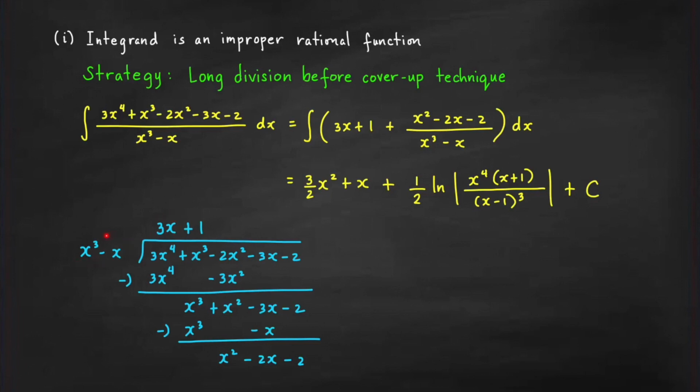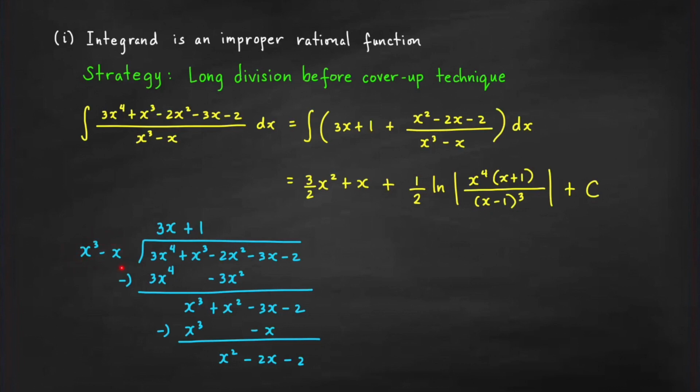And we multiply the entire divisor by a 3x, you'll get a 3x raised to 4 minus 3x squared. So here I aligned like terms. And then we subtract the entire product from the dividend to obtain a new dividend. And we'll get here x cubed plus x squared minus 3x minus 2. And then we perform the same process. So we divide the leading term by the leading term of the divisor, we'll get 1.